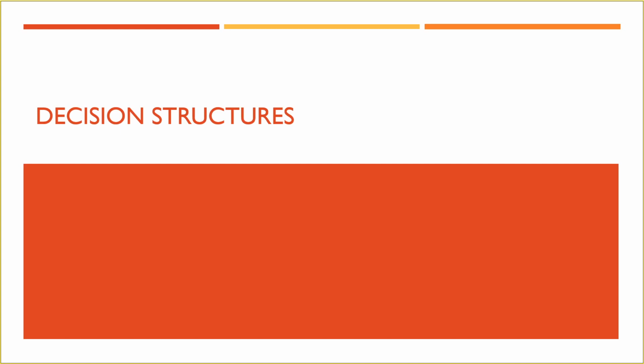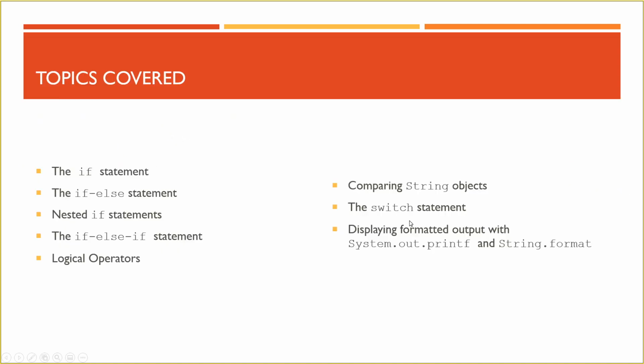So in this video, we're going to discuss decision structures, which will be things like our if statements and all variations of that. So the topics that we're going to cover in this video, the if statement, like I mentioned, we're going to talk about if-else, the concept of nested if statements, the if-else if statement, logical operators, how to compare string objects, the switch statement, and kind of unrelated to those, but we're going to also talk about displaying formatted output with the printf method and the string.format method.